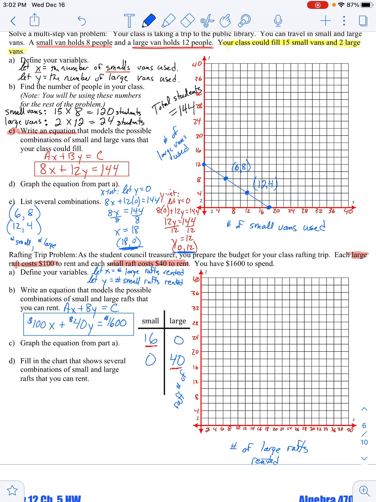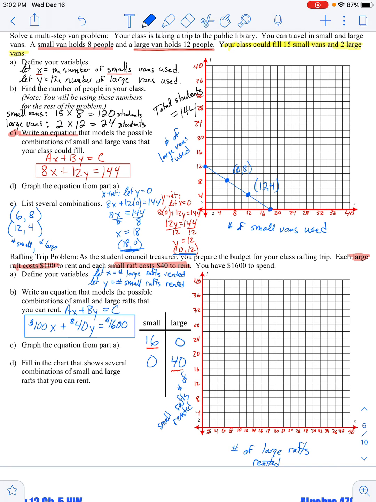I am going to rewrite my label in here since I lost it. Number of small rafts rented. And now we can plot our points, which 0, 40, I like the way 0, 40 is popping up all the way up here at the top. 16, 0 is actually right here. And we can draw our line in. I think I can do a better job than that. Oh, that one didn't like to go straight.